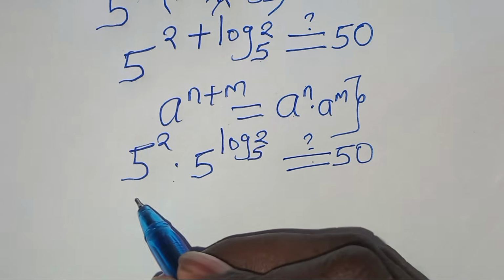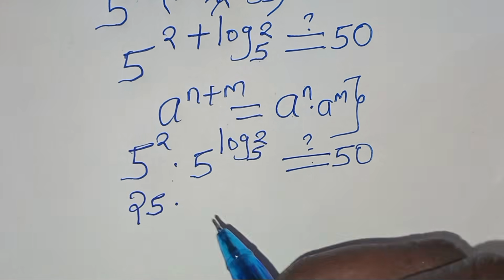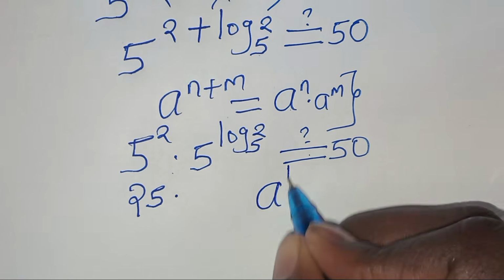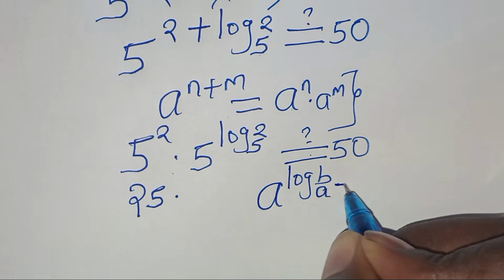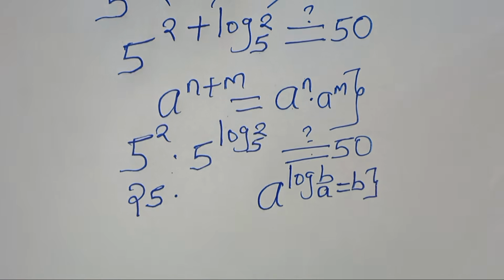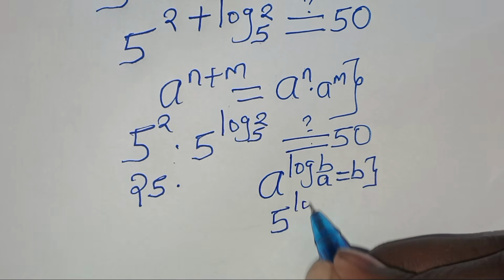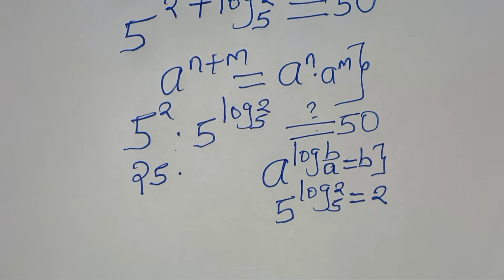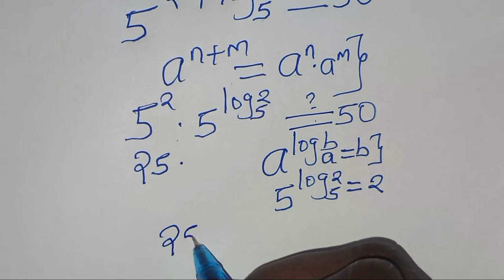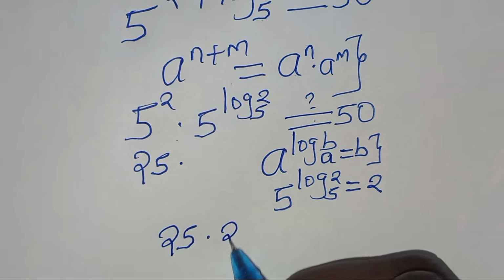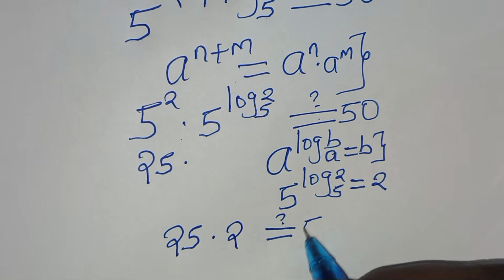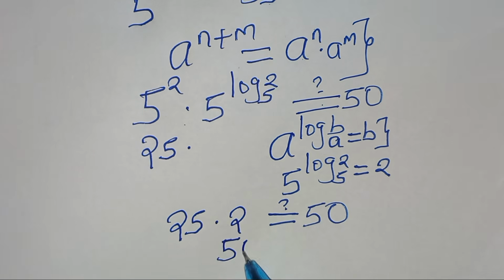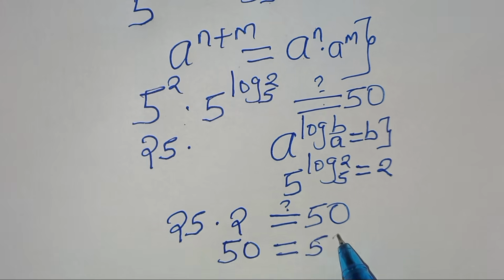So we have 5 squared, which is equal to 25, multiplied by 5 to the power of log 2 to base 5. Remember, this is in the form of a to the power of log b to base a, and this should give us a value of b. So 5 raised to the power of log 2 to base 5 should give us a value of 2. Therefore, we have 25 multiplied by 2. This is supposed to give us a value of 50. So 25 times 2 is equal to 50.